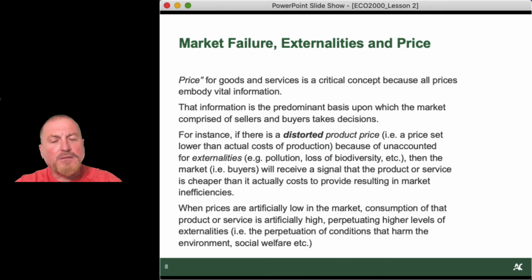Okay. When prices are artificially low in the market, consumption of that product or service is artificially high as well, which is a compounding evil from this whole process, perpetuating higher levels of externalities, the perpetuation of conditions that harm the environment and social welfare, and the acceleration of those conditions, because I've received a signal like, hey, I can buy 30 for the same price of buying 2. I'll buy 30, right? Without having taken into account all the environmental damage those 30 shirts cost, as opposed to the 2 produced under more stringent environmental regulatory requirements.